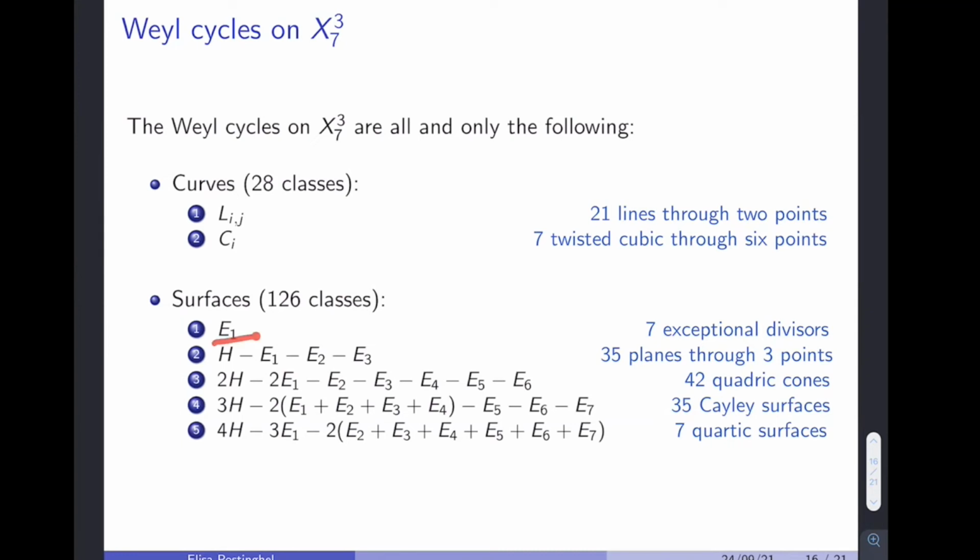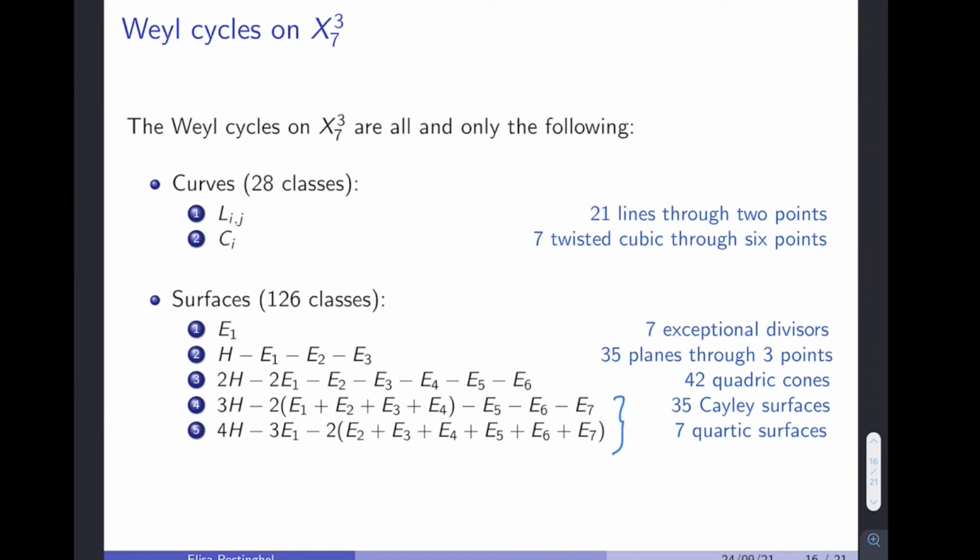So I have exceptional divisors. I have planes, hyperplanes through 3 points. I have quadricones over the twisted cubics, like we've seen earlier. So these 3 we have already encountered. And then I have 2 more of degree 3 and 4 with a bunch of singular points.